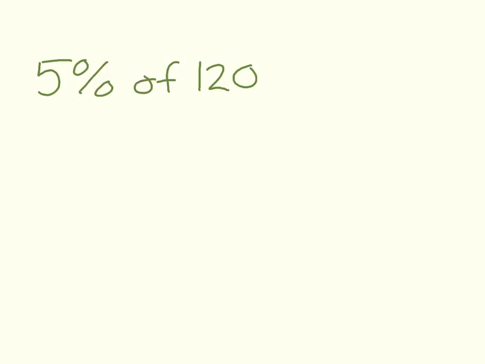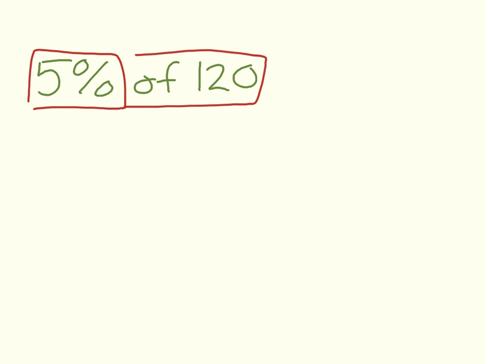Now you can also have problems like this. 5% of 120. Wait, I only see two parts. 5% of 120. The third part is implied. 5% of 120 is blank. Or you could say, what is 5% of 120? The is the part that's missing.